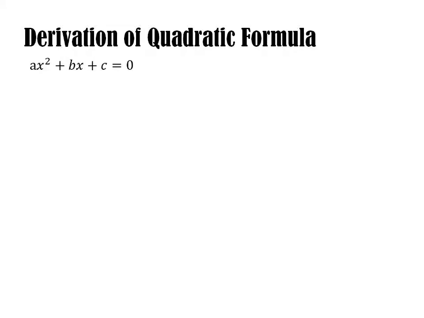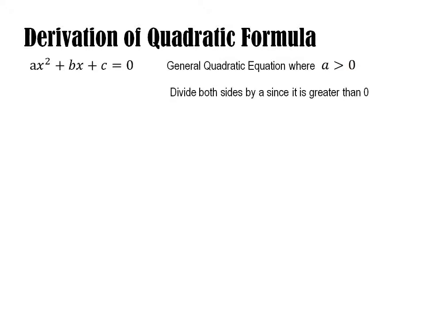ax squared plus bx plus c is equal to 0. This is the general quadratic equation where a is not equal to 0. Take note that a, b, and c are real numbers, but we have the restriction that a must not equal 0. So our main purpose here is to solve for x so that we can arrive at a certain formula called the quadratic formula. Since a is not 0, we will divide both sides of the equation by a.